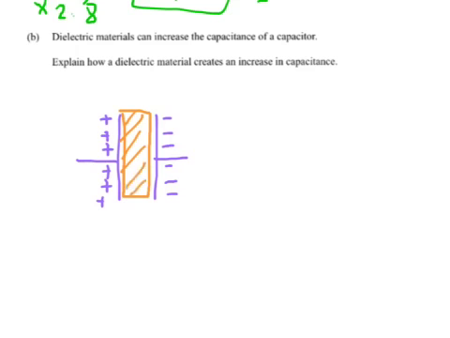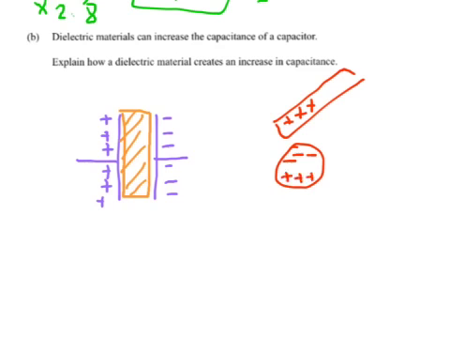Okay, we're being asked to explain how that dielectric material increases the capacitance. Well, in the same way that if you bring a charged object near to an insulator, the surface electrons can move, which means the electrons will be attracted to the positive side in any case, leaving a positive charge behind. So we'll have this charge separation as the electrons are attracted to the positive.